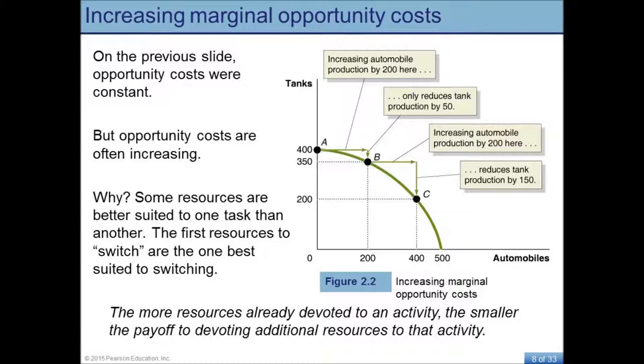So we see at the bottom it says the more resources already devoted to an activity, the smaller the payoff to devoting additional resources to that activity. So this is a case of increasing marginal opportunity costs. Remember that marginal means that we're making it at the edge, at the margin, and we're going to see what happens if we take an extra step. Would that be a positive or negative thing for us? Would there be increased benefits or lower costs, or the other way around? Would there be increased costs and lower benefits? So in this particular case, the cost is going to keep increasing at the margin as we continue to make more switches, and that's going to be bad for us.